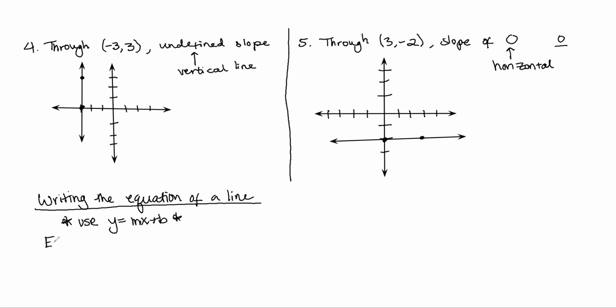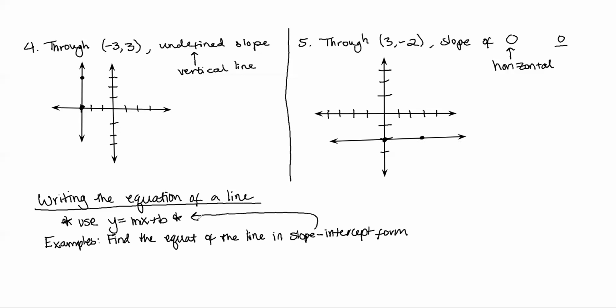We'll go ahead and start them here. So for these examples, we're told to find the equation of the line in slope-intercept form. So you want to make sure your final answer is in slope-intercept form. That's this y = mx plus b up here, using the given information.